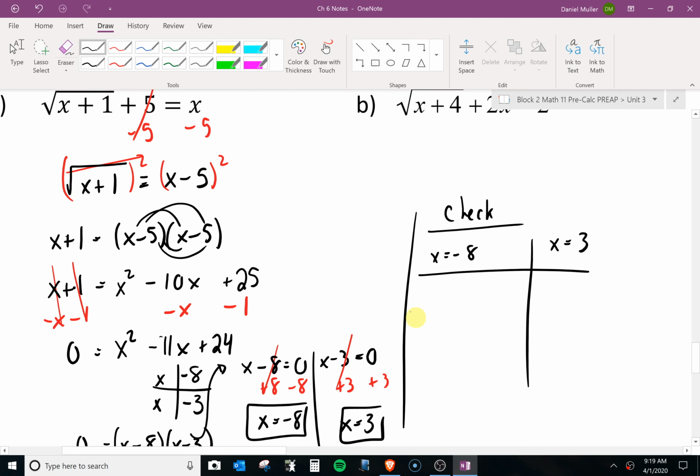So we're going to have the square root of x plus 1, or negative 8 plus 1, with a plus 5, and it must equal x, which in this case is negative 8. So negative 8 plus 1 is going to be negative 7, plus 5 equals negative 8. And there's no square root there.